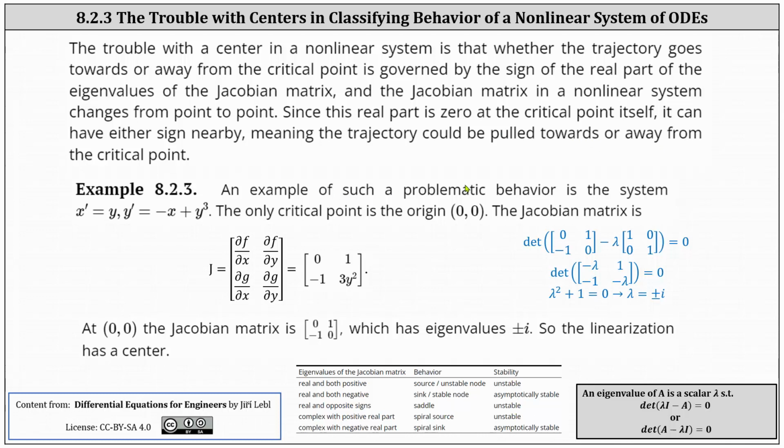An example of such a problematic behavior is the system given by x prime equals y and y prime equals negative x plus y cubed. X prime and y prime are both zero only at the origin (0, 0), which is the only critical point. The Jacobian matrix for the given system is the 2 by 2 matrix with entries 0, 1, negative 1, 3y squared, where f of x comma y is equal to y, and g of x comma y is equal to negative x plus y cubed.